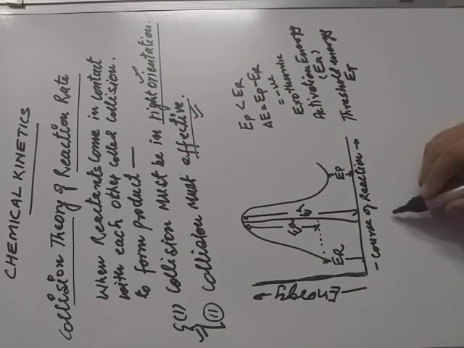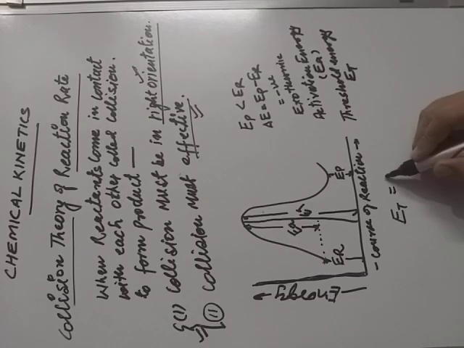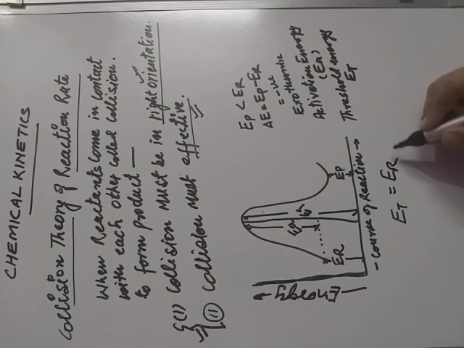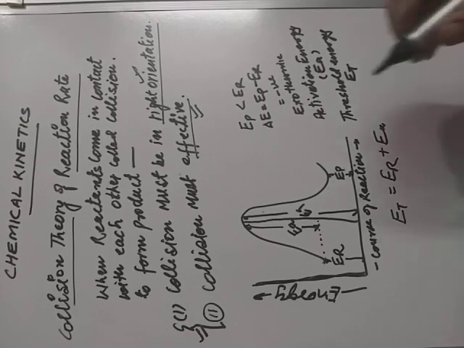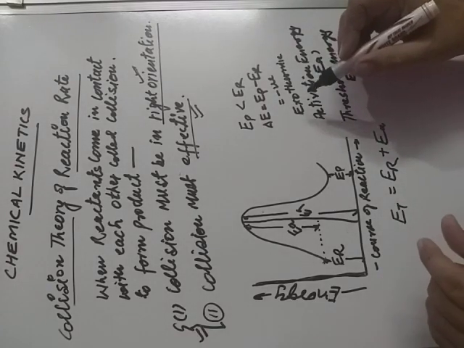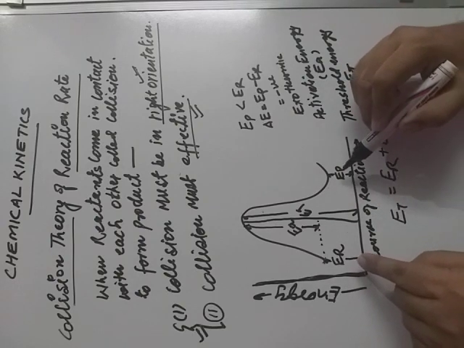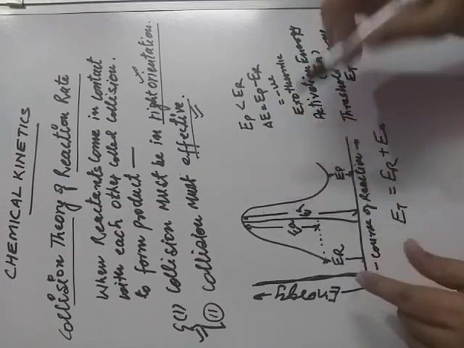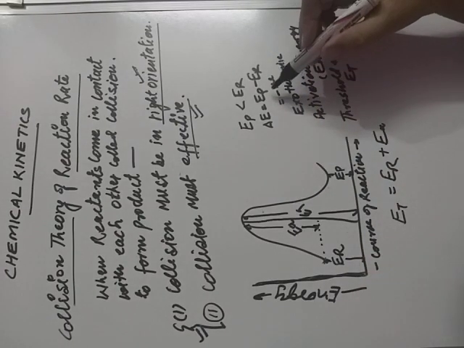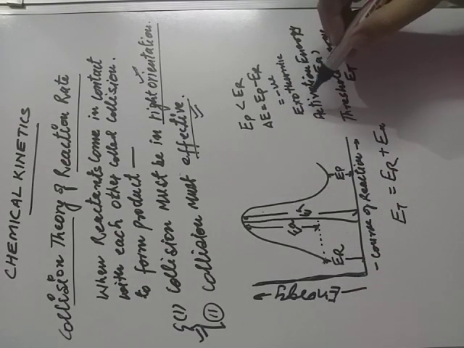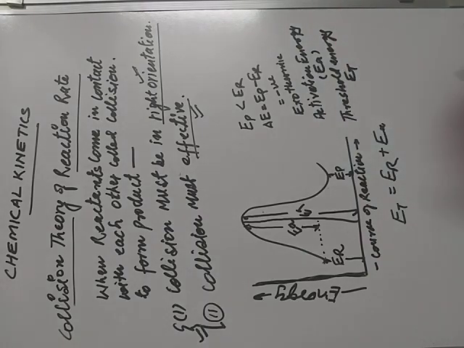Is it? So what is the relation between threshold energy and activation energy? That is, threshold energy equals energy of the reactant plus activation energy. If you want to plot a graph for an endothermic reaction, then the energy of the reactant will be less as compared to the energy of the product. In that case, EP minus ER will be positive, and it will be an endothermic reaction. Please take a screenshot of this.